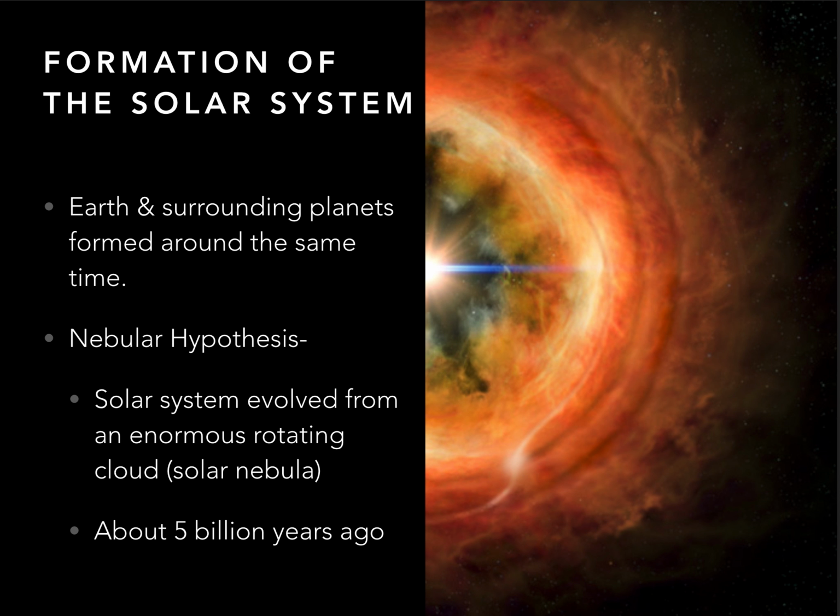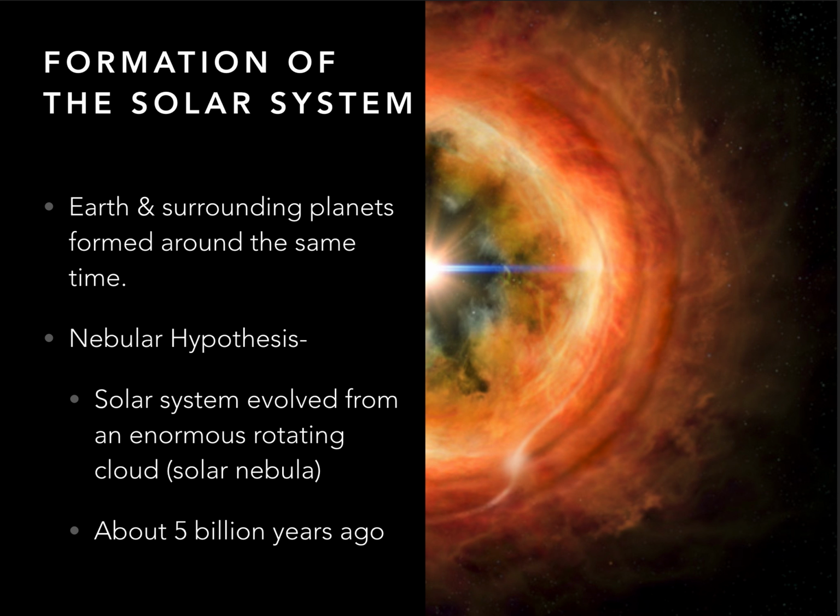Earth and the surrounding planets formed around the same time. Long-term, the process we have is the nebular hypothesis. The solar system evolved from an enormous rotating cloud, or a solar nebula, and that was about 5 billion years ago, when all the matter and mass was available for this to occur.